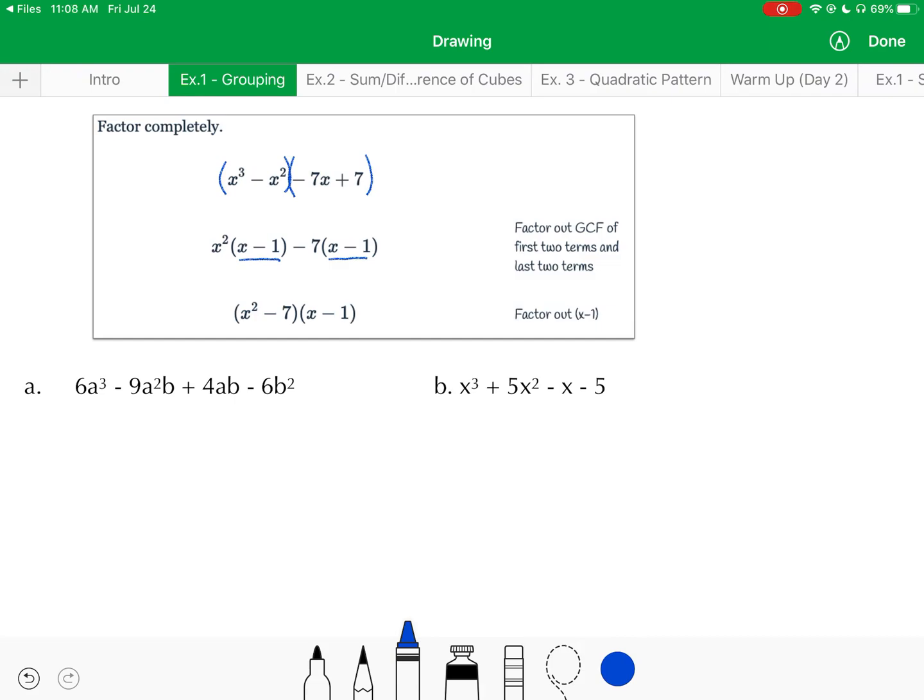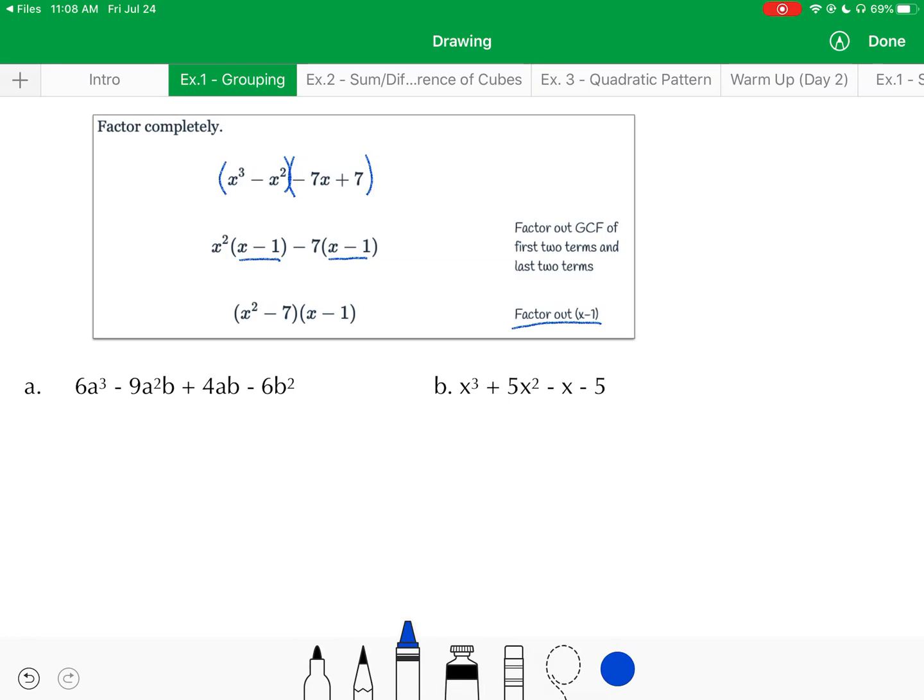So notice what we've done to go from that middle line down to the final factored form, okay? What we've done is we've essentially taken the x squared and the negative 7, and we've put those together into its own factor, and then x minus 1 we've written one time. And notice technically, algebraically, what you're doing there is you're factoring out x minus 1 as a GCF from both of those expressions, okay? So now let's apply it to a couple examples of our own.